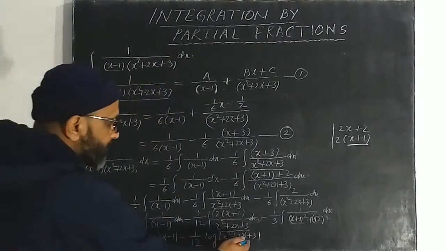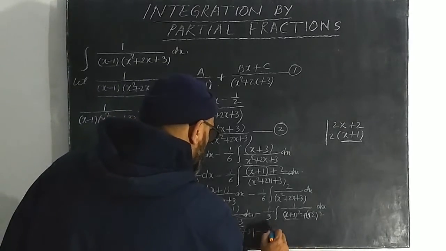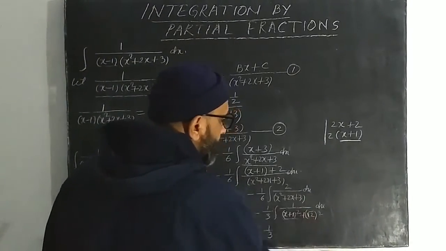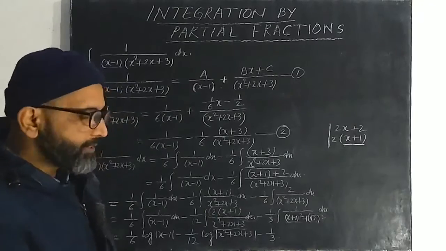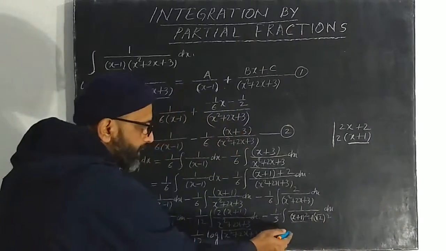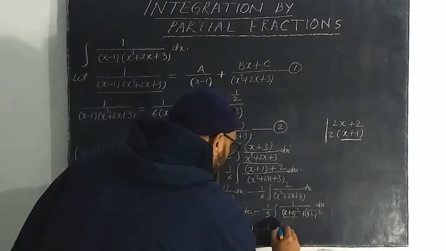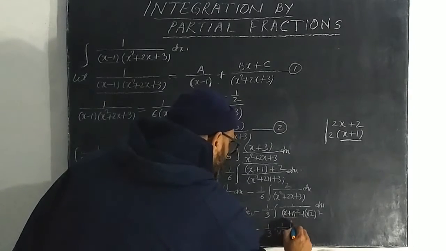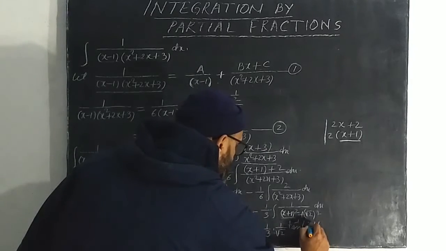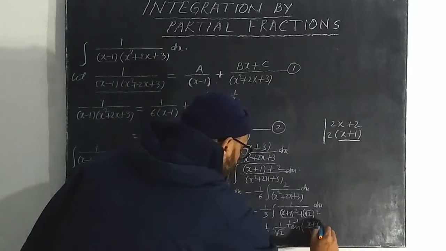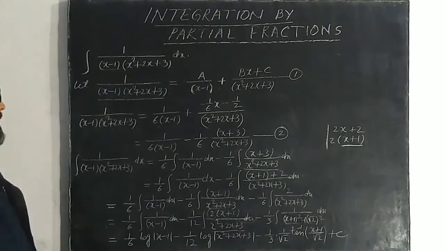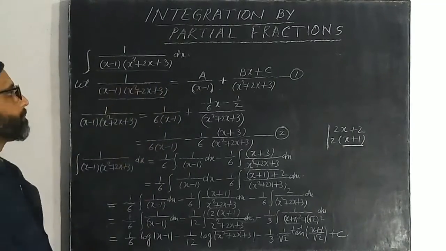So 1 upon 12 log (x square plus 2x plus 3) and minus 1 upon 3, and here we may use the formula: 1 upon x square plus a square, whose integral is 1 upon a tan inverse x upon a. So here a is under root 2, and in place of x there is x plus 1, so 1 upon a, that is 1 upon under root 2, tan inverse of (x plus 1) upon a, that is under root 2, plus c. So this is the way to integrate an integrand in this form.